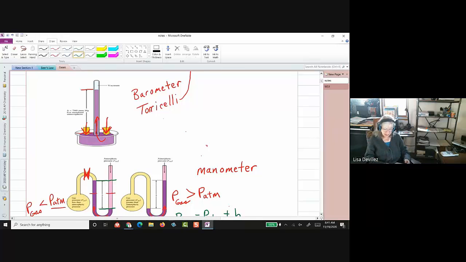The density of mercury is about 13.6 grams per milliliter, compared to water, where the density of water is 1 gram per milliliter. And so if we were to make a barometer with water instead of mercury, it would have to be like 30 feet tall to be able to measure normal atmospheric pressures. So that's why we choose mercury.